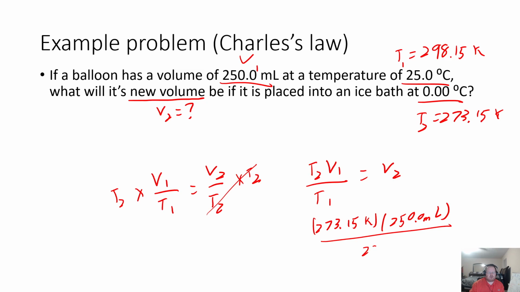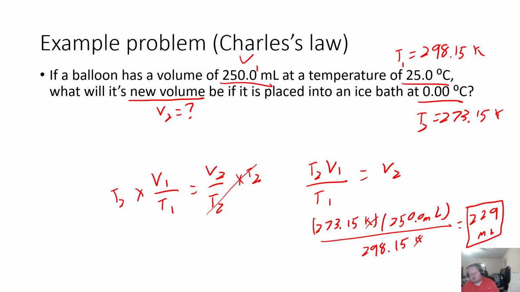My T1 is 298.15 Kelvin. And our kelvins cancel. And so I multiply all these out, 273.15 times 250 divided by 298.15. And from this, I will get that its new volume will be, okay, 3 sig figs, so 229 milliliters. So the balloon shrunk a little bit, went in the right direction.